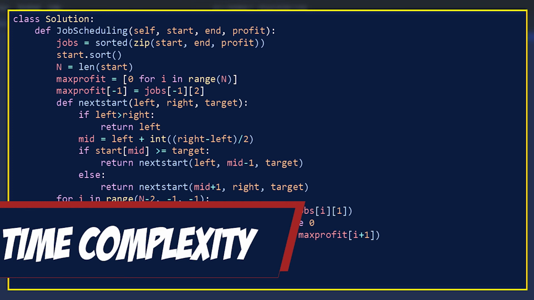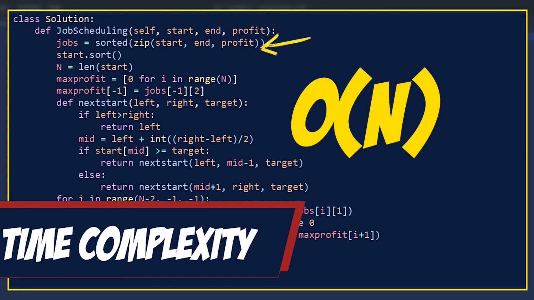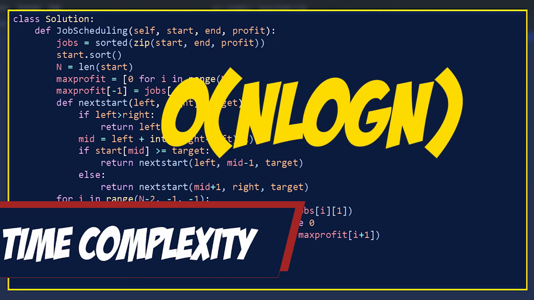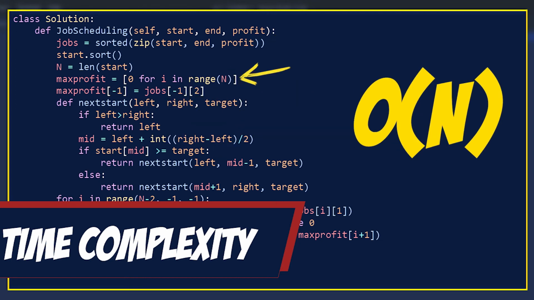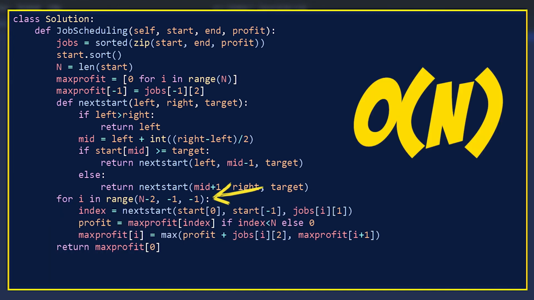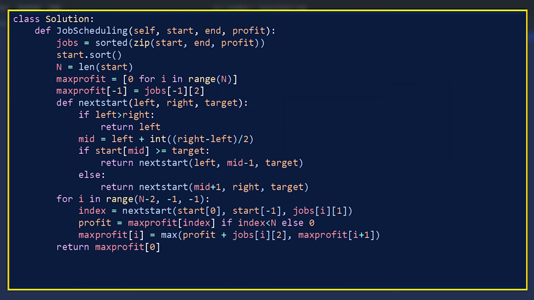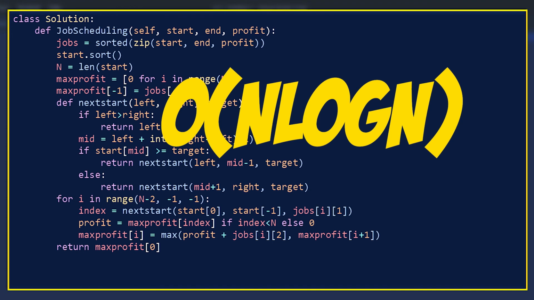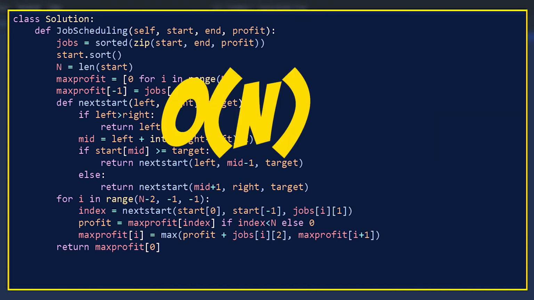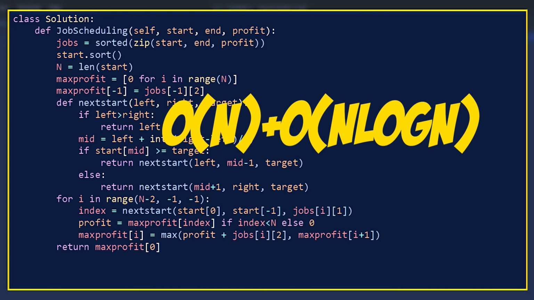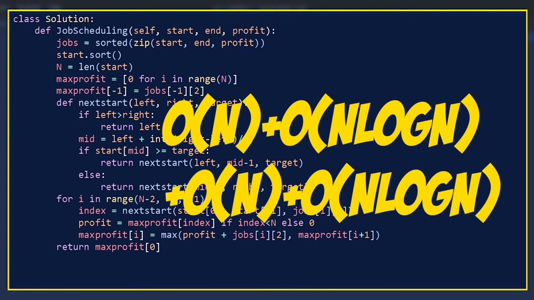Coming to the time complexity, the making of the tuple to collect the triplets will be O of n. The sorting will be n log n. Making an empty greedy array list will be O of n. The outer loop will be O of n. And finding the index in each loop is log n, because we use binary search, so that will be n log n. If we combine the two, we get O of n plus O of n log n plus O of n plus O of n log n.